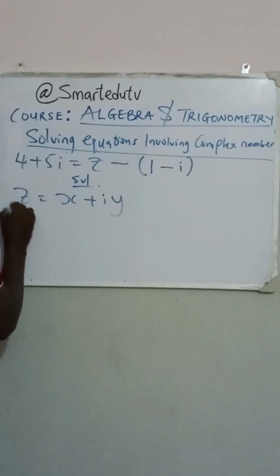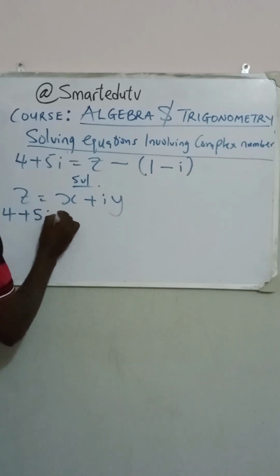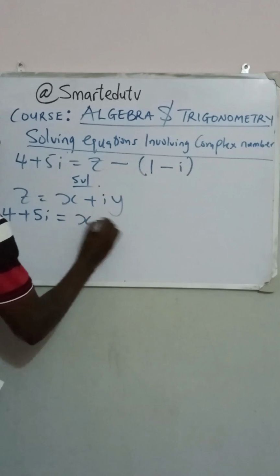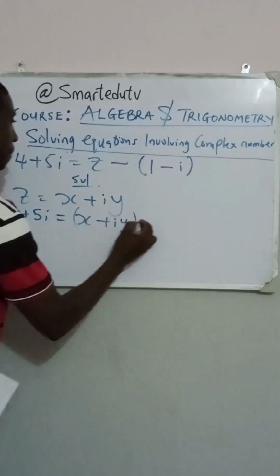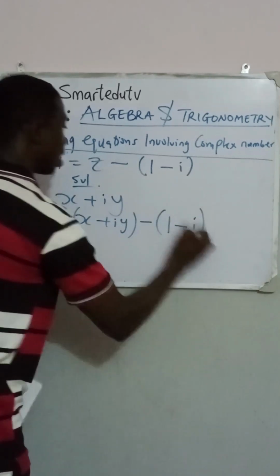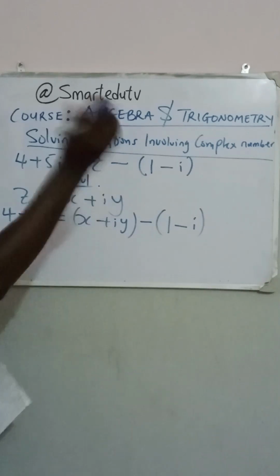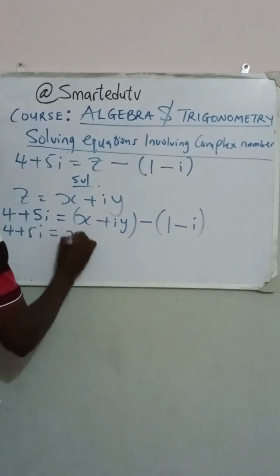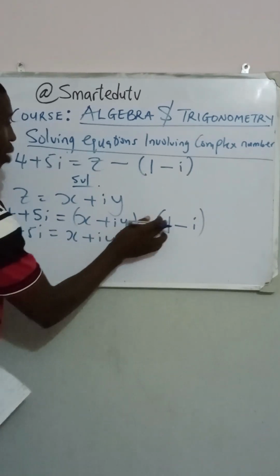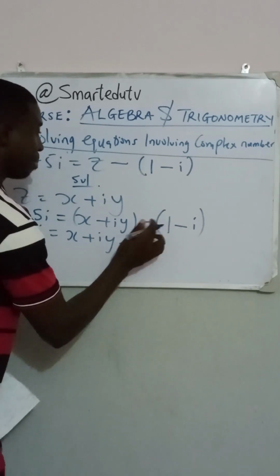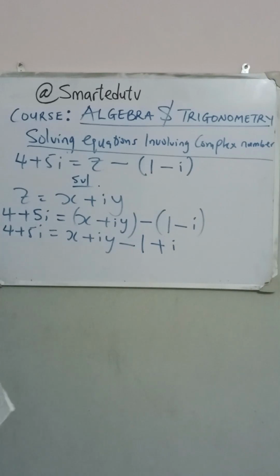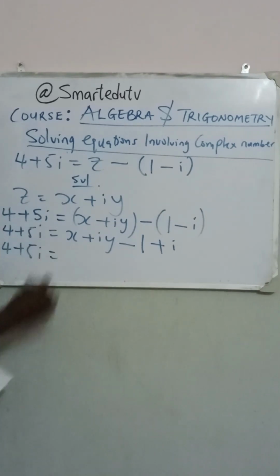So in solving this, let's write them very well. We are going to have 4 plus 5i equals z. Instead of writing z, I'll replace z by x plus iy minus the quantity 1 minus I. So the next thing, let's open up the bracket. That is 4 plus 5i equals x plus iy minus 1, then minus times minus becomes plus I.